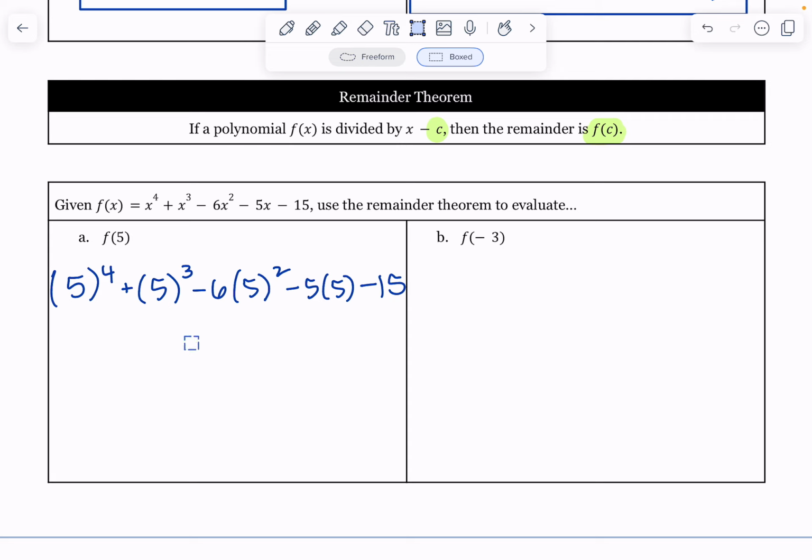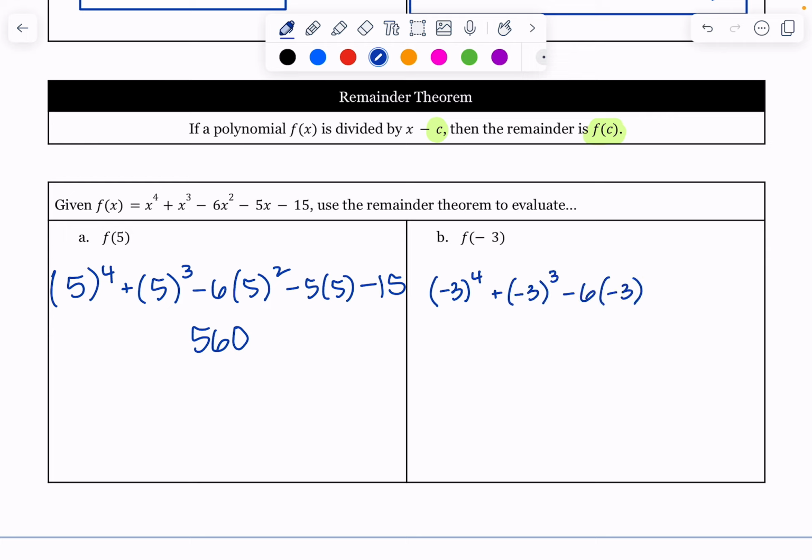And I got 560. Okay, we'll talk about what that means in a second. Let's go ahead and do the second one. So we're going to have negative 3 to the fourth plus negative 3 cubed minus 6 times negative 3 squared minus 5 times negative 3 minus 15. Be very careful with the negatives. You really need to utilize the parentheses in the calculator or it's not going to compute correctly. So let me take a second and type that in my calculator so I don't make a mistake. And when I do that, I get 0.